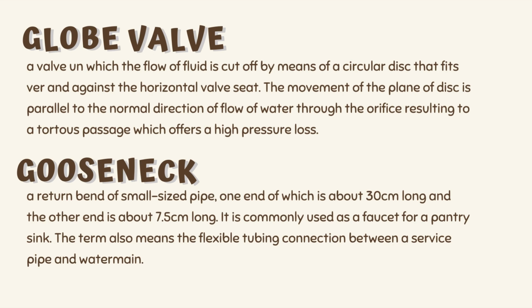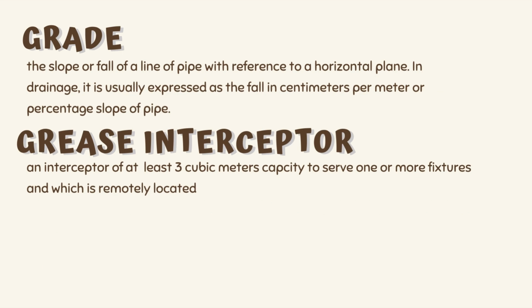Grade: the slope or fall of a line of pipe with reference to a horizontal plane. In drainage, it is usually expressed as the fall in centimeters per meter or percentage slope of pipe.